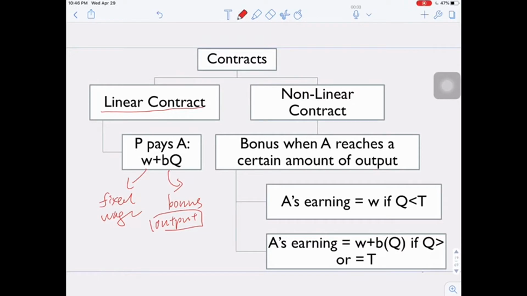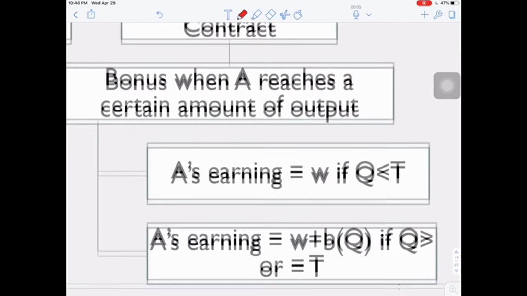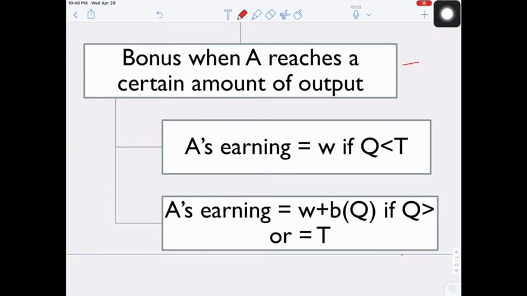On the other hand, you can make the situation a little bit more complicated. You are not going to pay the bonus to your agent all the time. You are only going to pay out the bonus when your agent reaches a certain amount of output. For example, you are setting a target output of T. So this is your target output. And when your agent produces less than your target output, so for example Q smaller than T, you are only going to pay the fixed wage W to your agent. You are not going to pay any bonus to your agent.